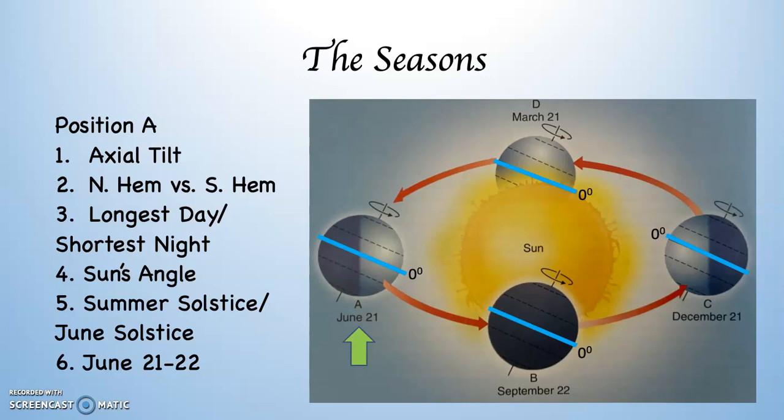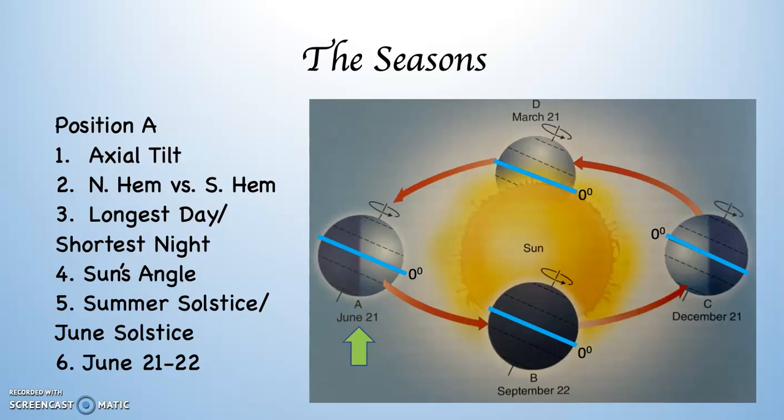So at position A, notice this. In the southern hemisphere, the axis of the Earth is tilted away from the sun. And with the northern hemisphere, we have a greater amount of daylight. In the southern hemisphere, there's less daylight and there's more darkness. This is the shortest day of the year in the southern hemisphere and the longest night of the year.